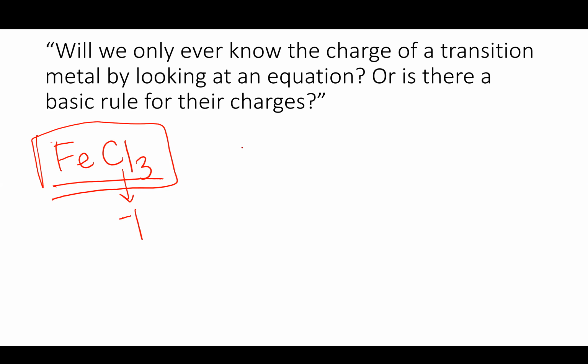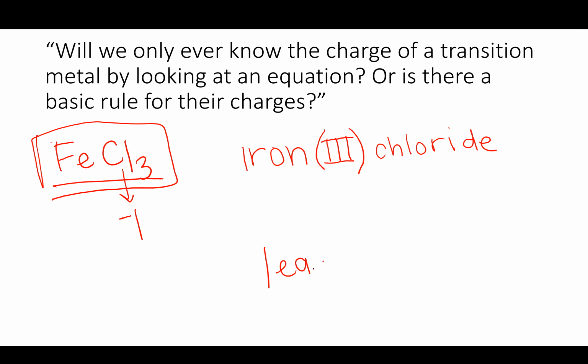So when we write the name of this, it becomes iron. And then this is the extra step for the transition metals. We have to put in parentheses what the charge is. So we put a Roman numeral 3 in parentheses, and then we put the anion, the chloride. So this becomes iron(III) chloride. And then if we were going the other way, like if we had something like lead, again, we don't know what charge the lead is taking on.